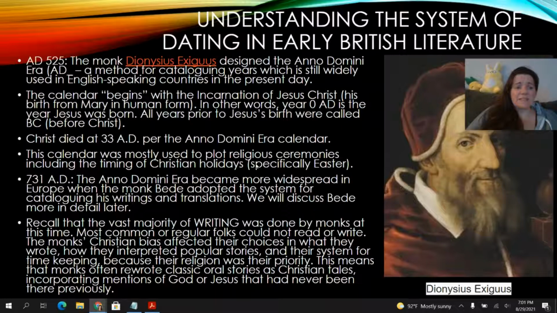Okay, so let's talk a little bit about the dating system, what that is, what is BC, what is AD, what is BCE and CE. You will see these terms come up frequently as we are studying the history of England and the English language in Britain. So it is important to know the difference between BC, AD, BCE, and CE. As we talked about on the last slide, BC refers to before Christ, AD refers to Anno Domini, BCE refers to before the Common Era, which is a more modern term for BC, and CE refers to the Common Era.